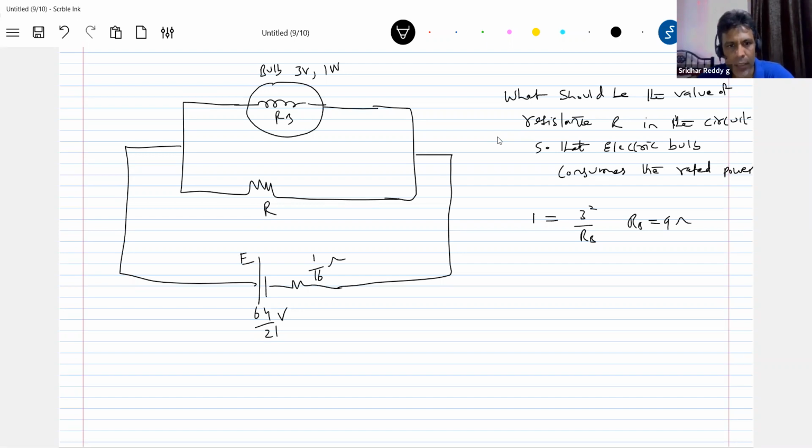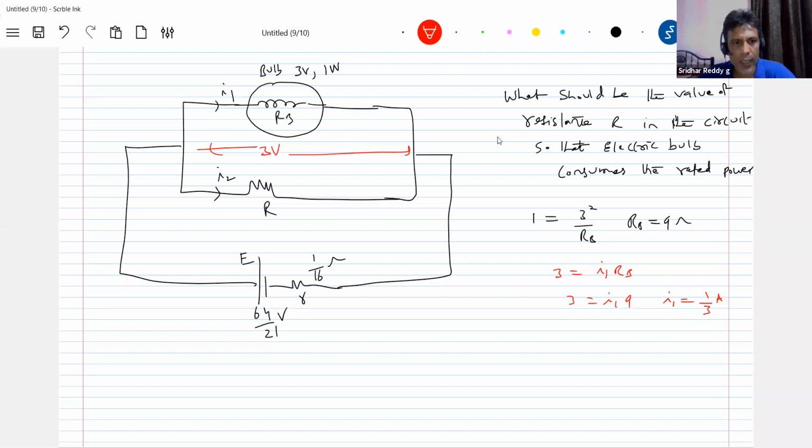There's the EMF, and there's the R. Then can we calculate how much current? I1, and let this be I2. So what is the drop? The drop should be 3 volt only. So can we calculate I1? 3 volt should be equal to I1 into RB. So 3 equals I1 into 9, so I1 equals 1 by 3 ampere. Let the total current flowing through the circuit be I.